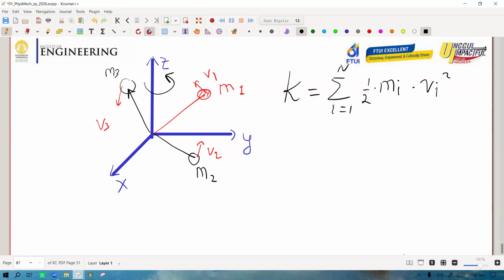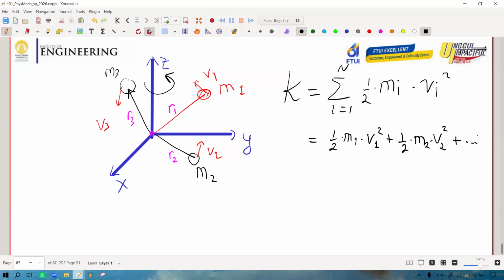Okay, so we know that this one is the reference point. Here is R1, R2, and R3, the radii. So here it equals the summation from i equal to 1 to n. We can take the summation for this one first: half m1 v1 square, half m2 v2 square, and so on.